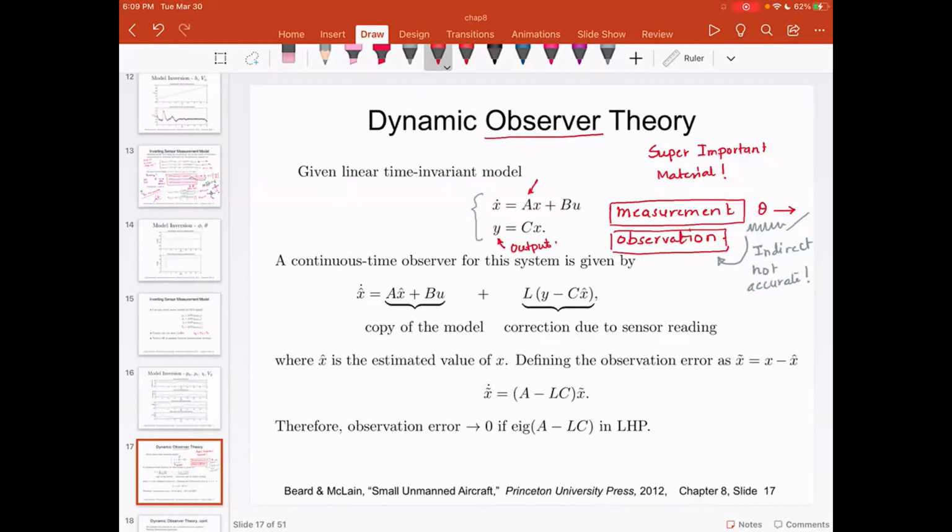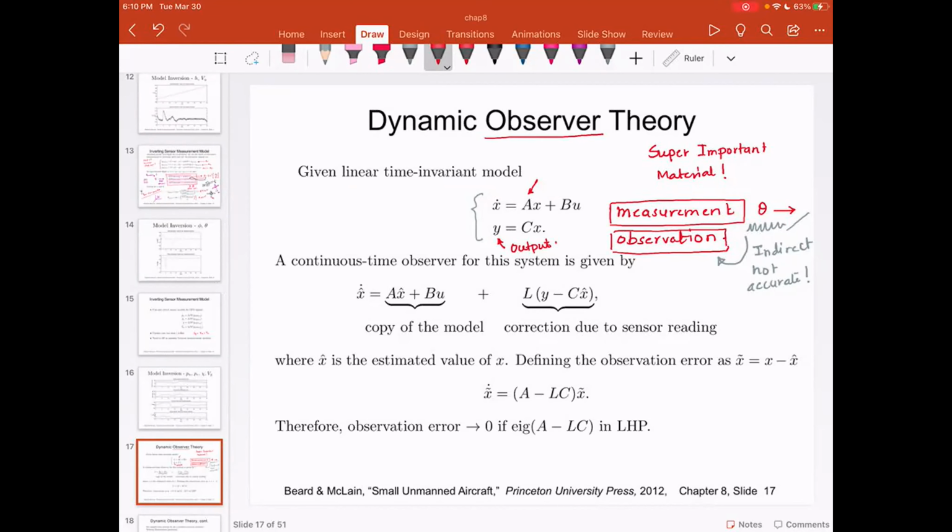So now what we want to do is somehow use this state equation to come up with some sort of approximate estimation on the observation. So we are going to construct something called an observer. What does this observer do? This observer's sole function is somehow to approximate the measurement using some sort of observation. And clearly, this is not going to be accurate.